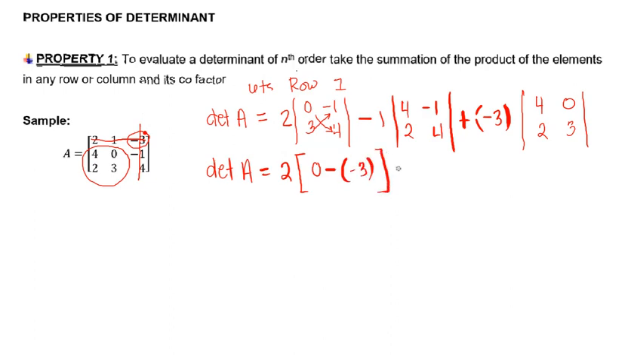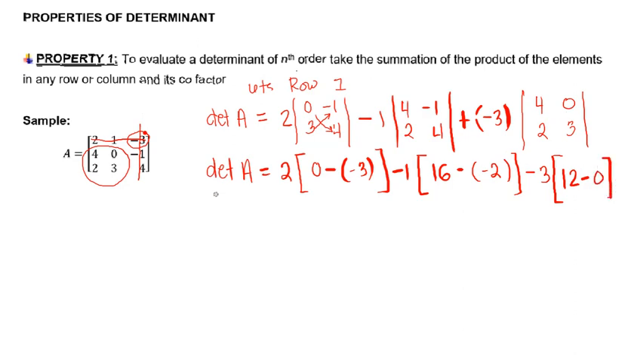So next, minus 1, you have to evaluate this 2 by 2 matrix, that is the product of diagonal downward minus the product of diagonal upward. So we will be getting 4 times 4, that is 16, minus 2 times negative 1, that is negative 2. And lastly, we have minus 3. So plus and negative, minus 3 times the value if we evaluate this 2 by 2 matrix. So we have 4 times 3, that is 12, minus 2 times 0, that is 0.